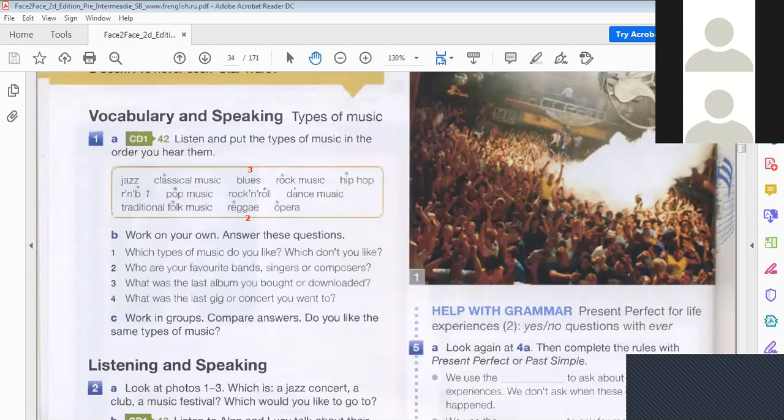What's this? Pop music. No, this is pop. Pop music, like Britney Spears, Jennifer Lopez, these kind of singers. Okay, now number 5, let's listen. This is easy, I think. Jazz? Rock? Rock and roll? Pop? Rock music. Yes, this is rock music. Okay, let's listen to number 6.